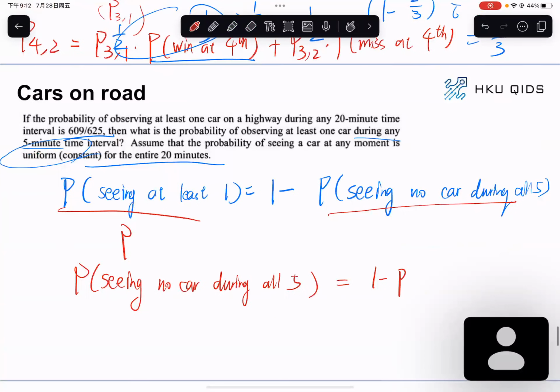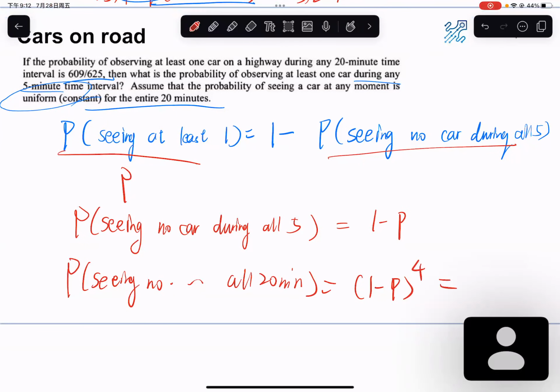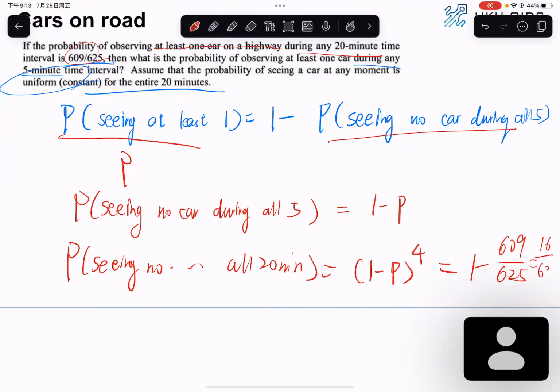And the probability of seeing no car during all 20 minutes is going to be, since every 5-minute interval is independent, just (1 minus P) to the power of 4, right? And this is going to be what? We know that the probability of at least 1 car on the highway in any 20 minutes is 609/625. Then it's just 1 minus 609/625, and this is 16/625.